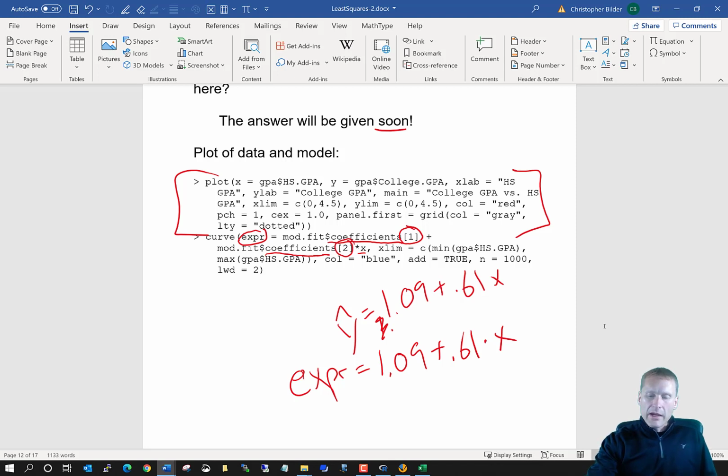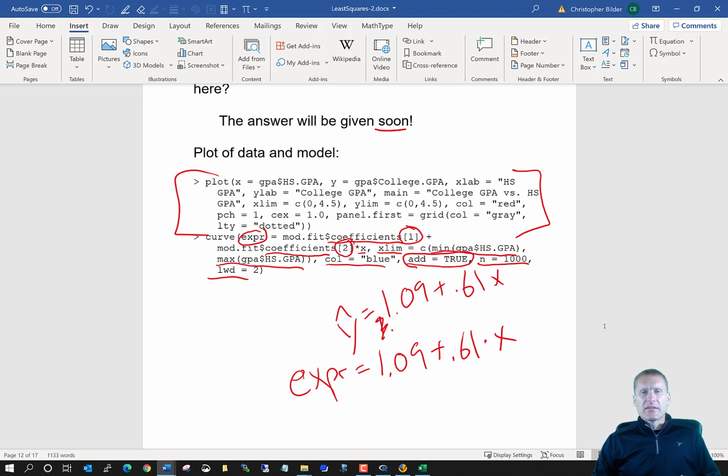Then, well, what range do I want to plot this line? Well, let's start at the minimum of the high school GPAs and go all the way up to the maximum of the high school GPAs, because that's where we've observed information from the minimum to the maximum with respect to the high school GPAs. More on that shortly too. Let's make it the color blue. I want to add it to the current plot. The line width thickness is going to be 2 times the default. And I'm going to use an n equal 1,000 argument there.